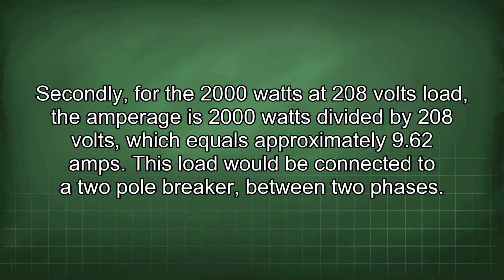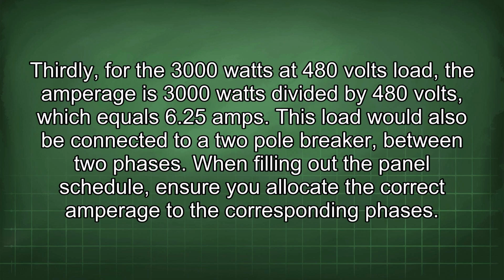Secondly, for the 2000 watts at 208 volts load, the amperage is 2000 watts divided by 208 volts, which equals approximately 9.62 amps. This load would be connected to a two-pole breaker between two phases. Thirdly, for the 3000 watts at 480 volts load, the amperage is 3000 watts divided by 480 volts, which equals 6.25 amps. This load would also be connected to a two-pole breaker between two phases.